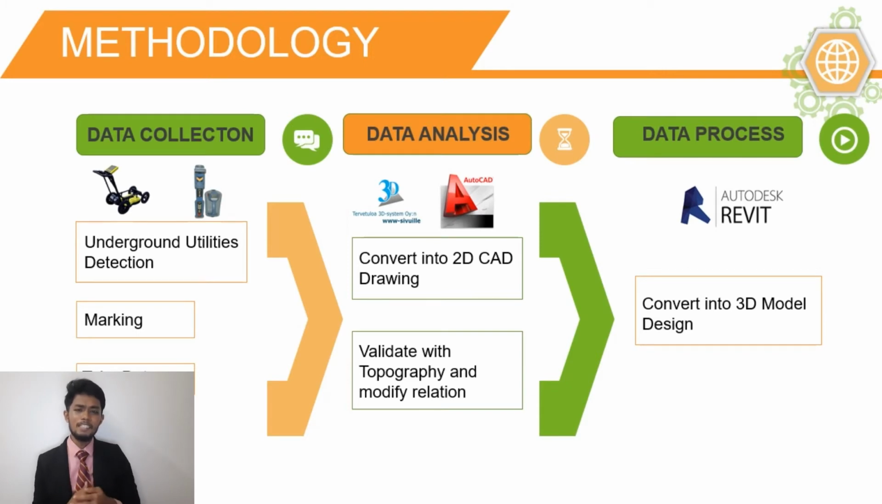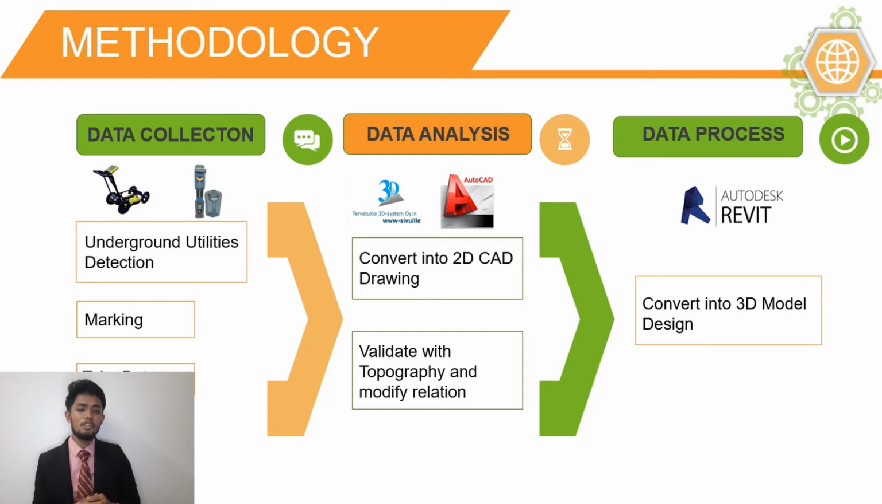The detected underground utilities will be marked based on the type of utilities and also their depth. The data and also the surrounding objects will be taken by using the total station TOCON, and it will be converted into a notepad form. Then we proceed to phase 2, which is the data analysis.